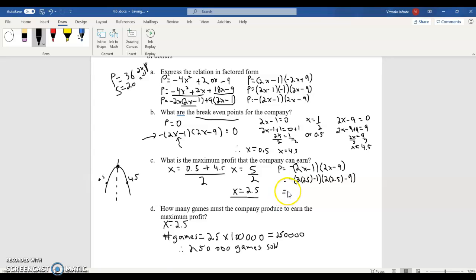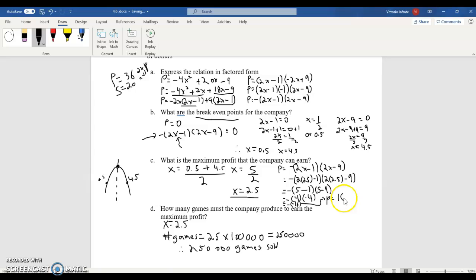Let's go clean that up. So minus 2 times 2.5 is 5, minus 1. 2 times 2.5 is 5, minus 9, which is going to be equal to minus 5 minus 1 is 4, 5 minus 9 is minus 4. And when you multiply all that together, in the end you get 4 times minus 4 is negative 16 times negative 1. That's going to be 16. But just to write that out, we get minus negative 16. And that's going to be equal to, P is equal to 16.